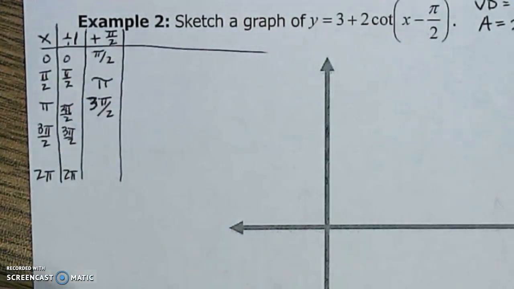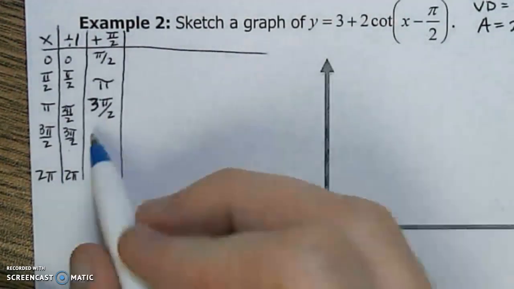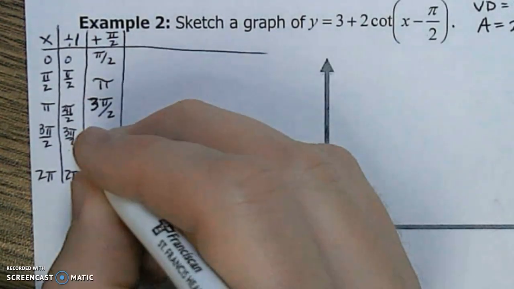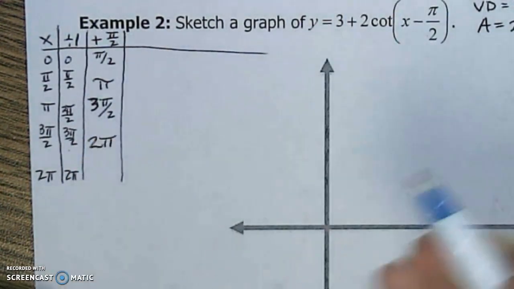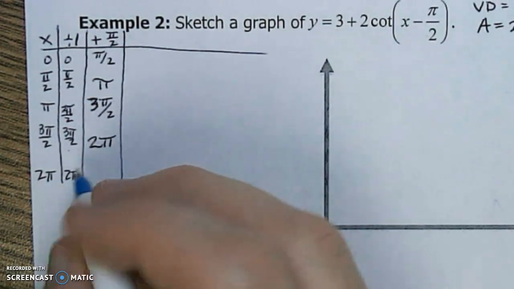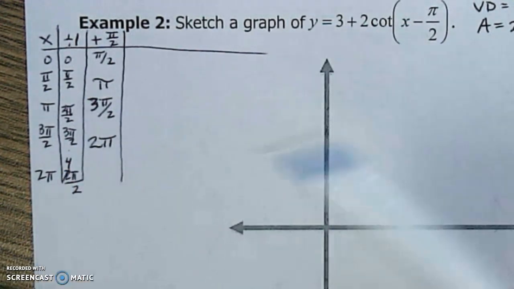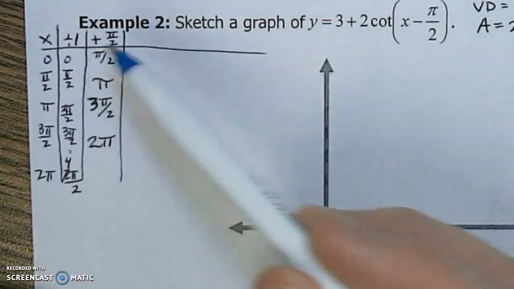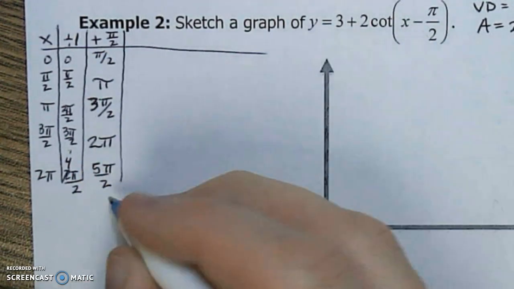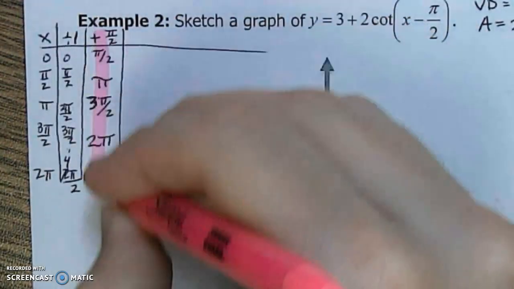3 pi over 2. Then I've got 3 pi over 2 plus 1 pi over 2, which is 4 pi over 2. And 4 over 2 reduces to 2 pi. 2 pi plus pi over 2. I need a common denominator of 2, so if I put a 2 on top and on bottom, I'm going to have 4 pi over 2 plus 1 pi over 2, which is 5 pi over 2. So those are the x values. They weren't very nice.